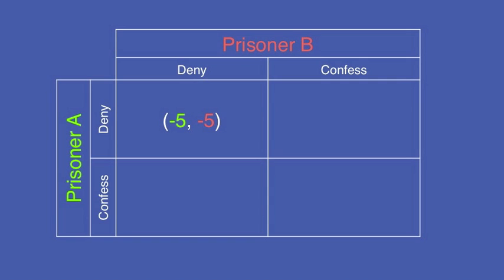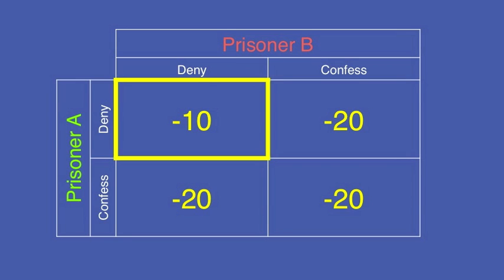Now we fill in the rest of the matrix. If they both confess, they each get 10 years, -10, -10. And if one denies and the other confesses, the denier gets 20 years while the confessor walks. If you look at the two prisoners as a whole, the best option for the system is for both to deny. That way, they have a total of just 10 years in prison. Each of the other three options gives a total of 20 years between the two of them.